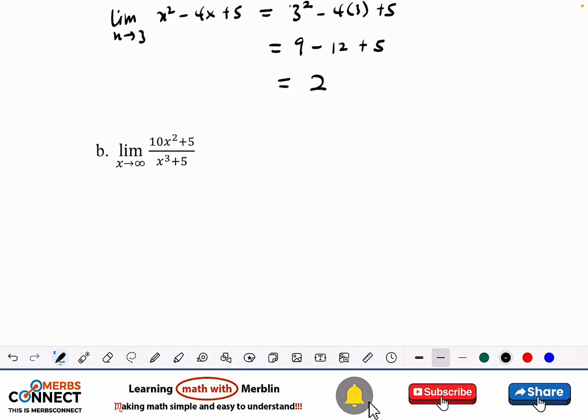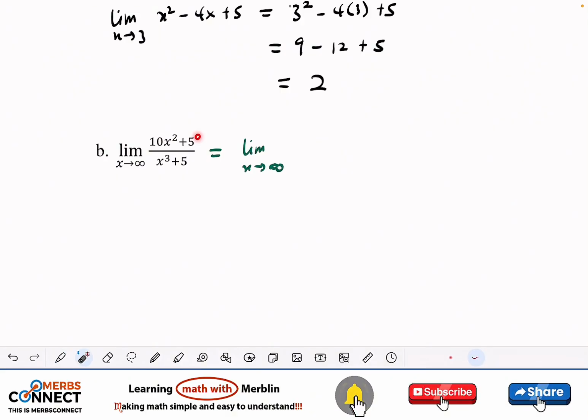Now let's look at b. Anytime you are taking a limit as x is approaching infinity, think about the horizontal asymptote. So anytime you need to think about horizontal asymptote, you try to compare the terms with the highest degree, right? So this is equal to the limit as x is approaching infinity, right?